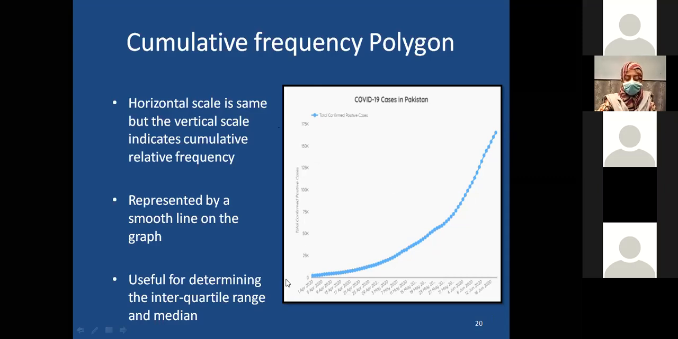And it's useful for determining the interquartile range and the median of the data. I'm sure you must have done that. Okay? So this is an example of the COVID-19 cases in Pakistan. So these are all the cases that occurred through June 2020, April to June 2020. These are the number of cases that occurred.